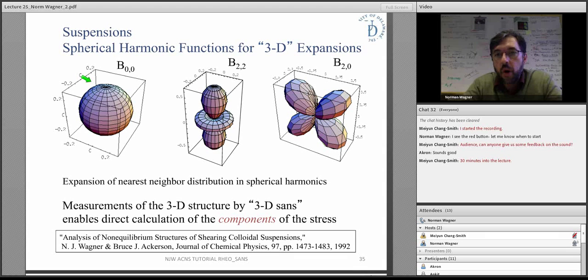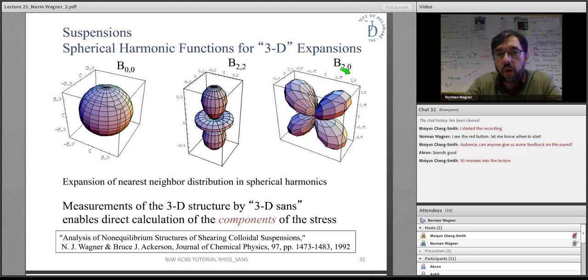So at equilibrium, that's all you would have. But under flow, you'll distort the structures, as we'll see. And so we can represent it as an infinite series of higher order harmonics. I've just shown you B22, B20, there's B40, B42, B44, et cetera, as far as you want to go. The derivation of this is some work I did years ago with Bruce Ackerson, and that's published there if you want to take a look at it.